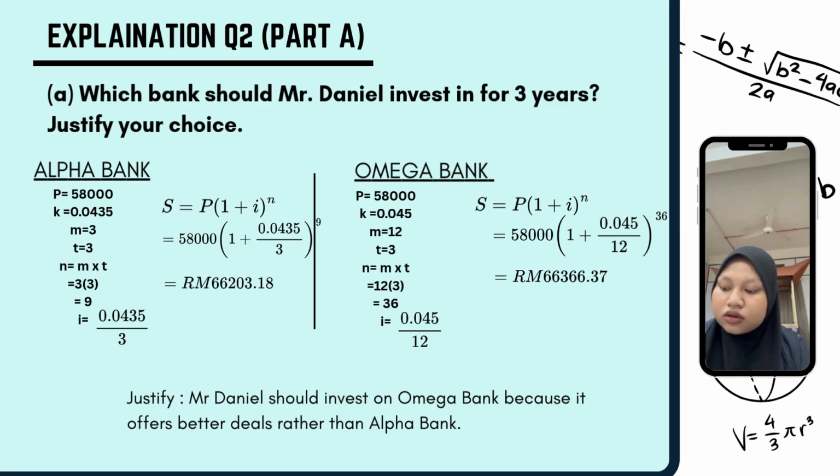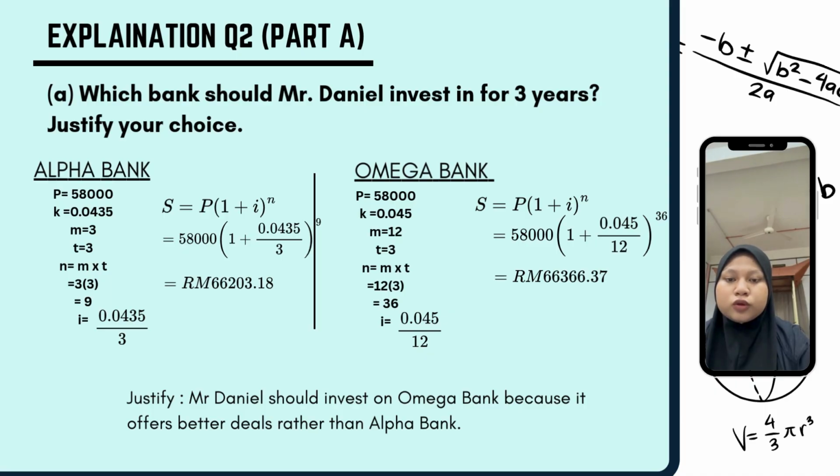60,450 ringgit 23 sen, and we need to minus 50,000 because Mr. Daniel withdraws the amount after 4 years. So we get the final answer, which is 54,450 ringgit and 23 sen.